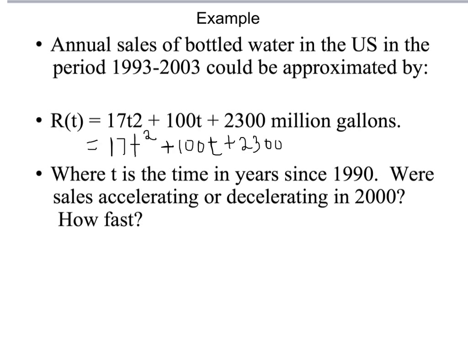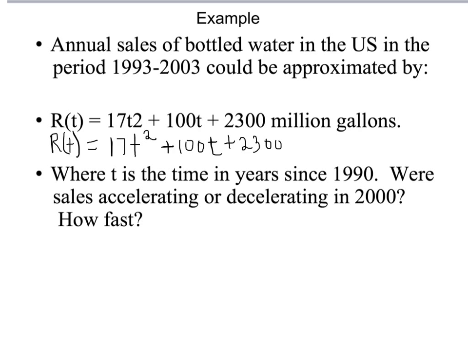Okay, so in this problem, as we read it, annual sales of bottled water in the United States in the period from 1993 to 2003 could be approximated by R of t is equal to 17t squared plus 100t plus 2300, where t is the time in years since 1990. Were sales accelerating or decelerating in 2000, and how fast?